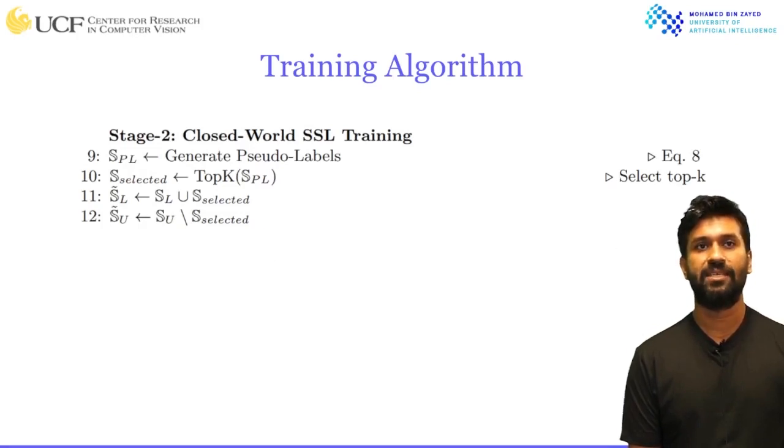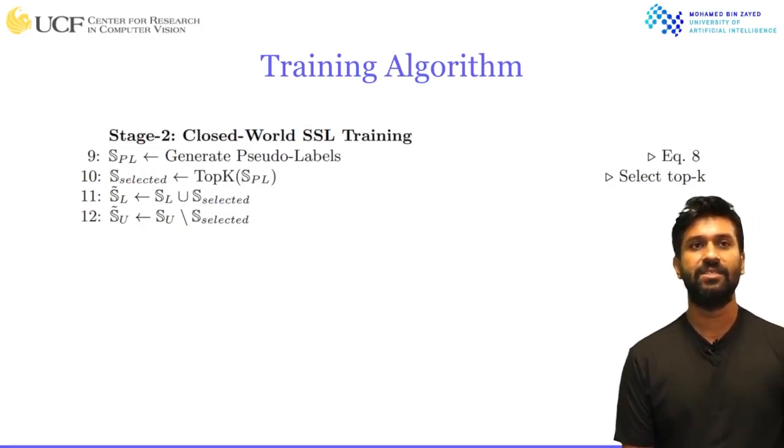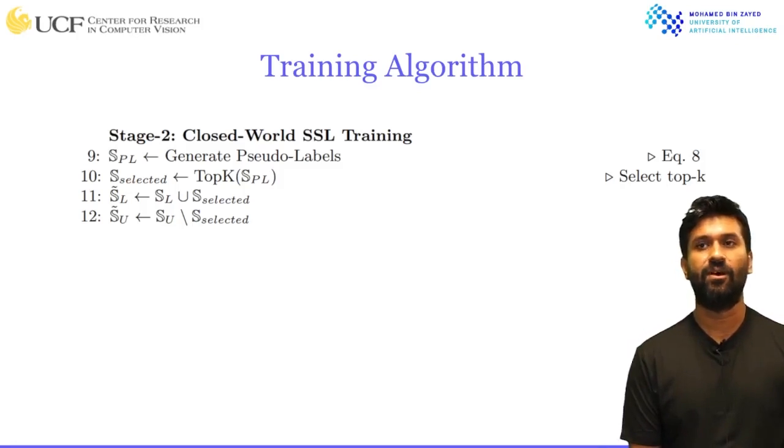Once we are done with our learning to discover novel classes phase, we move on to our next stage, that means closed-world SSL training. So in this stage, we first generate pseudo labels for all the unlabeled samples. Then from those pseudo labels, we will pick the top k pseudo labels for novel classes. Then we'll add the pseudo labels to our labeled set, and this would be our new labeled set, and we'll remove the selected pseudo labels from our unlabeled set.